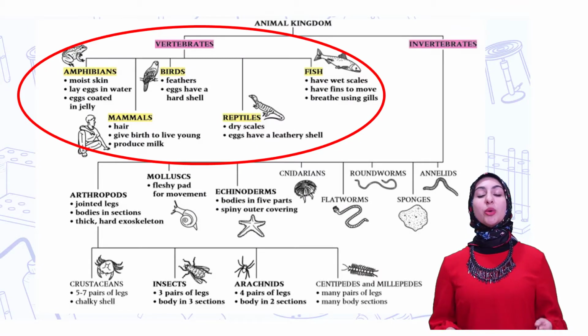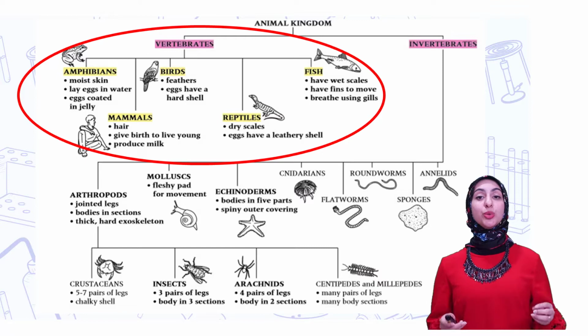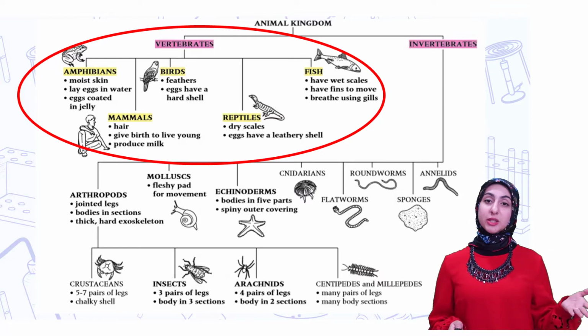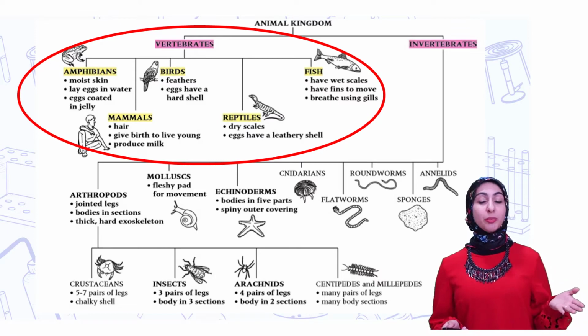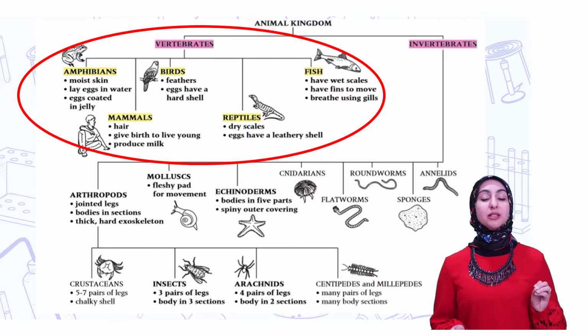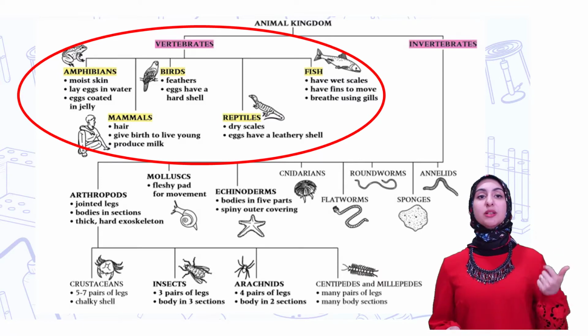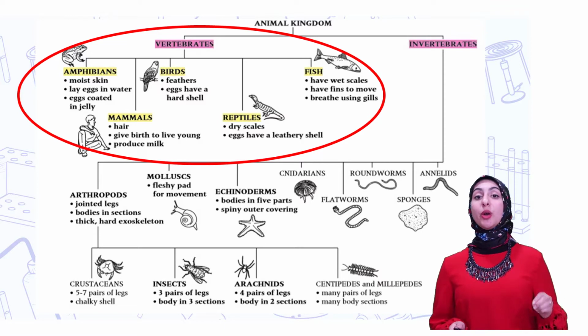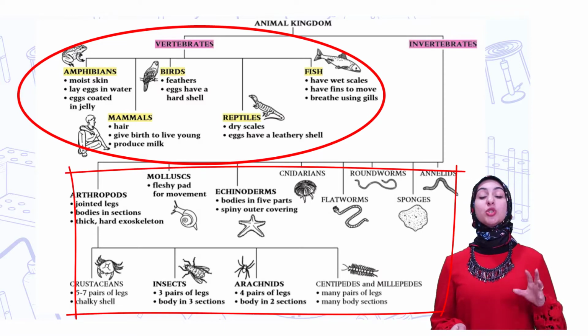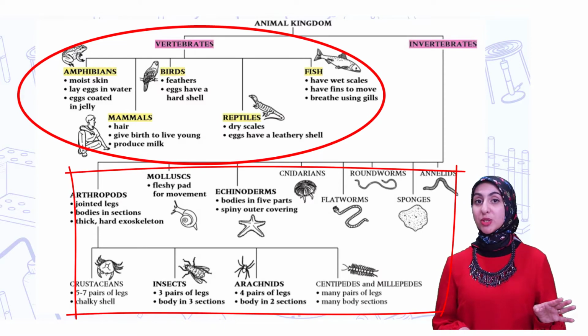In the previous topic, we talked about the animal kingdom and we said it is divided into 2 main groups, which are vertebrates and invertebrates. Vertebrates are animals with a backbone or spine, and they are classified into 5 classes, which are amphibians, mammals, birds, reptiles, and fish. Today we are going to talk about the invertebrates, which are animals without a backbone or spine.